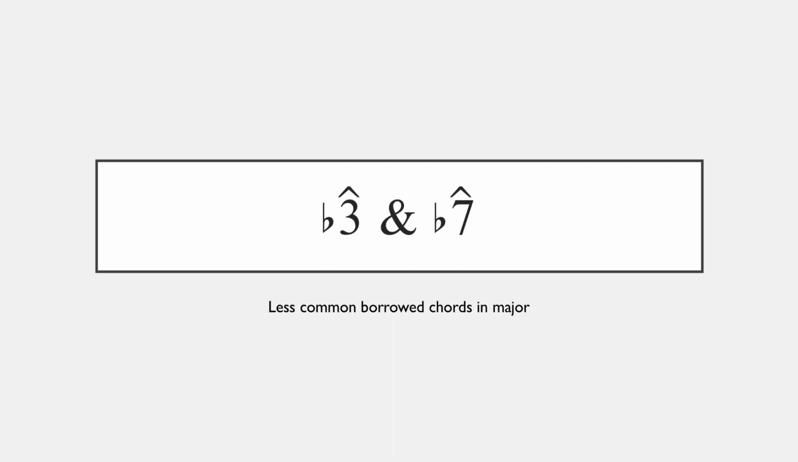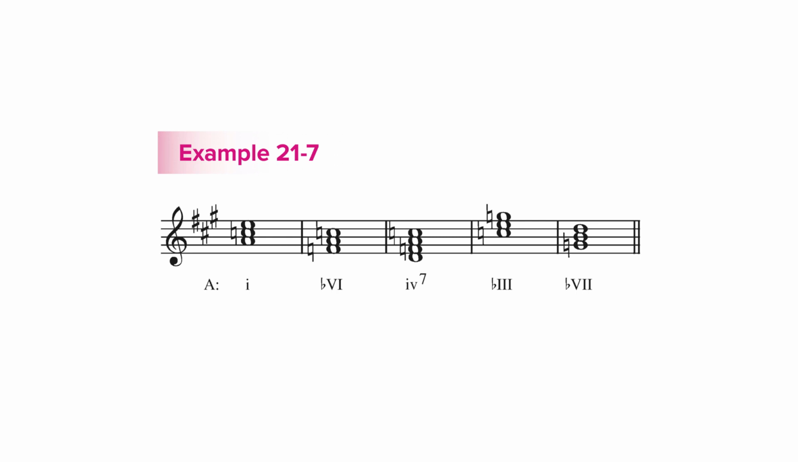Flat 3 and flat 7 are less common in major mode. What can we change with those pitches? We can change the tonic chord. Instead of A major, we can change it to minor. We can change the 6th degree. Instead of minor 6, we can use flat 6, which is a major chord. And we can change also the 7th version of 4th degree, which is diatonically a major 7th. We can change it to minor 7th.